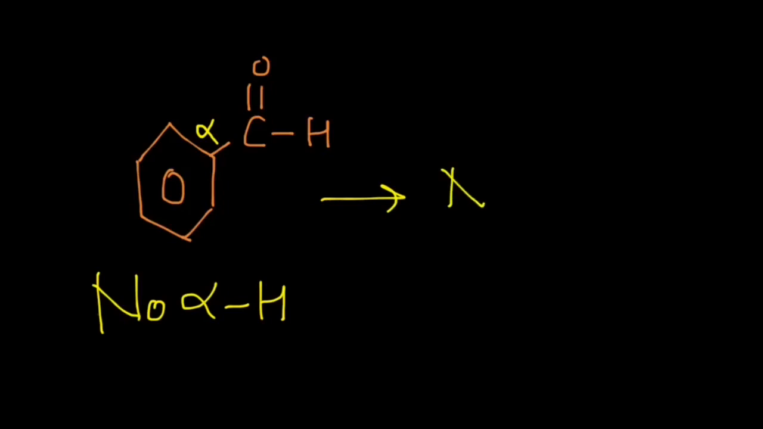Here is another example. Is this molecule capable of showing tautomerism? Let's find out. Where is the alpha carbon? If you look carefully, the alpha carbon will be present here, and there is no hydrogen atom present at the alpha carbon. So we do not have any alpha H, and so there is no tautomerism, right?